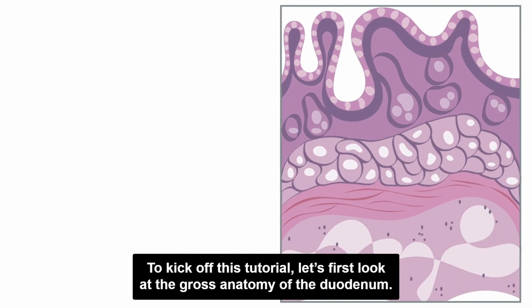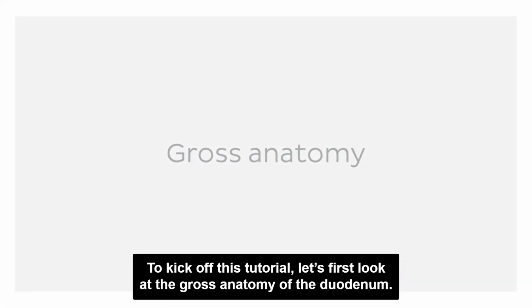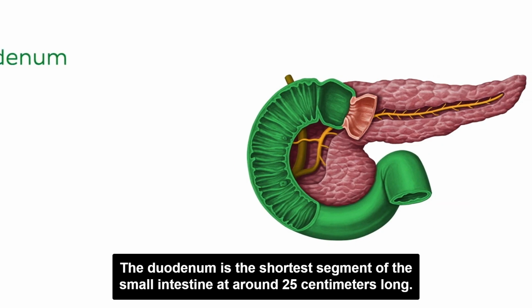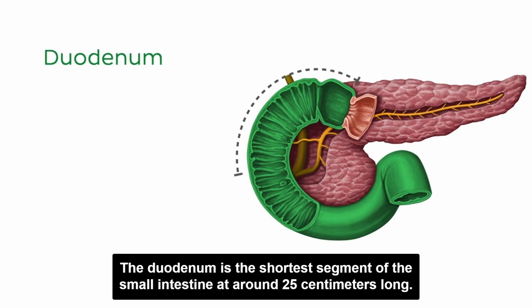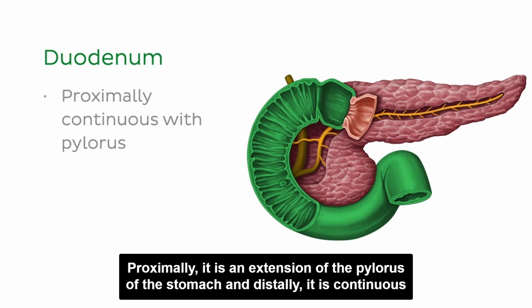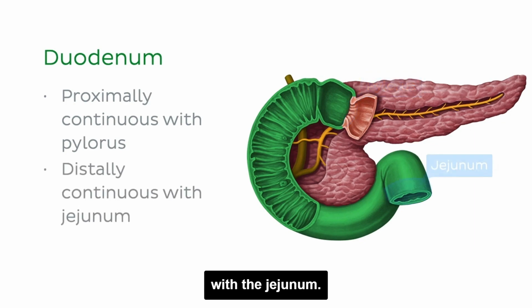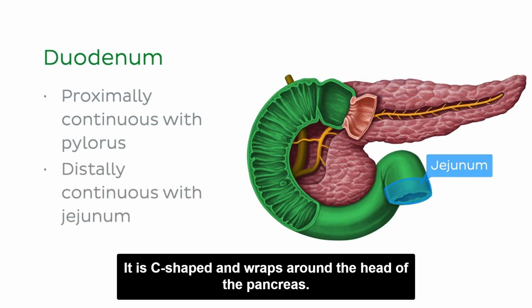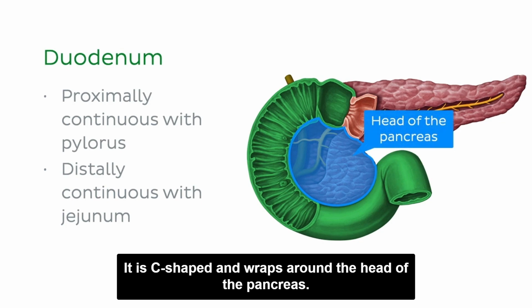To kick off this tutorial, let's first look at the gross anatomy of the duodenum. The duodenum is the shortest segment of the small intestine at around 25 centimeters long. Proximally, it is an extension of the pylorus of the stomach, and distally it is continuous with the jejunum. It is C-shaped and wraps around the head of the pancreas.